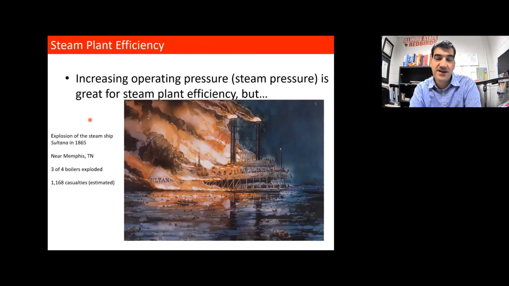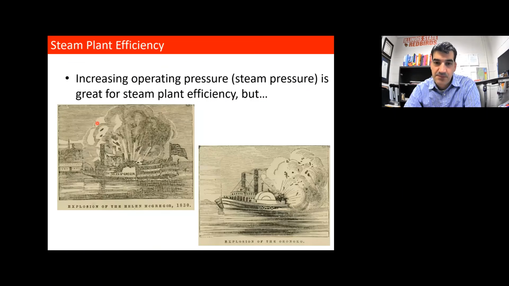So this happened in 1865 near Memphis, Tennessee. Most of the boilers exploded, and it happened because of pressures that were too high in the steam system. And over 1,000 people died in this steamship explosion. So this was one of the worst ones, if not the worst one. But those weren't the only ones. Here are a couple more.